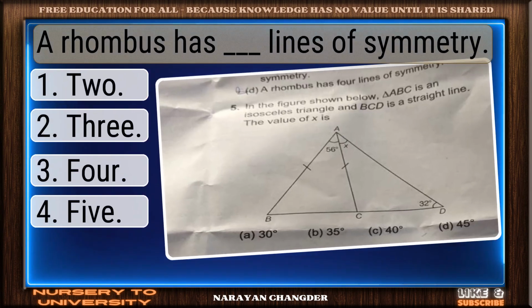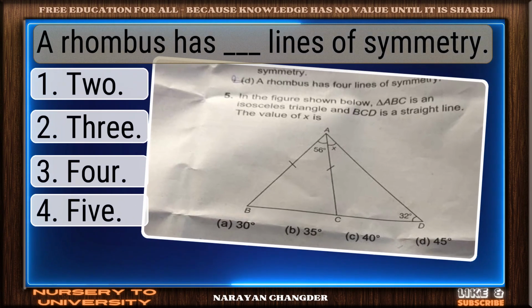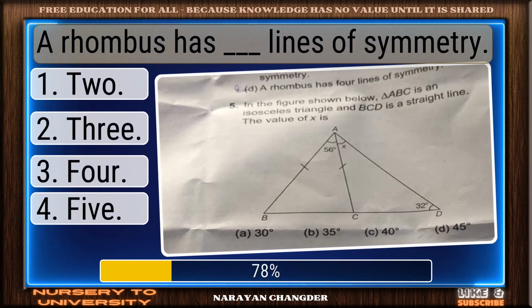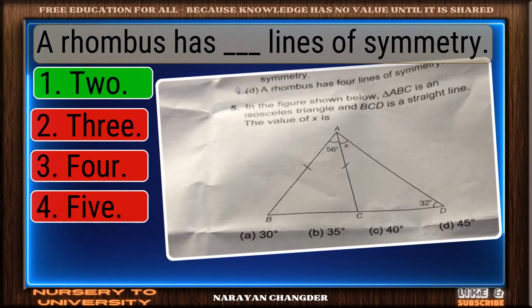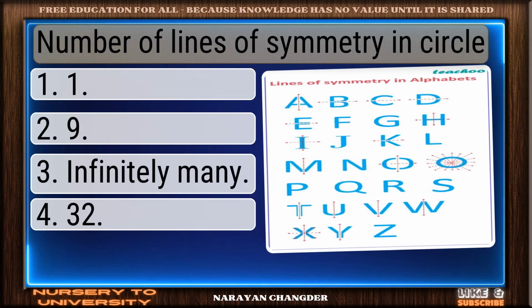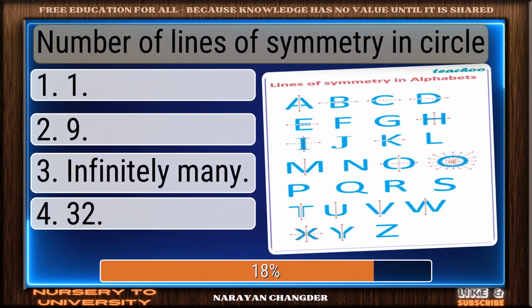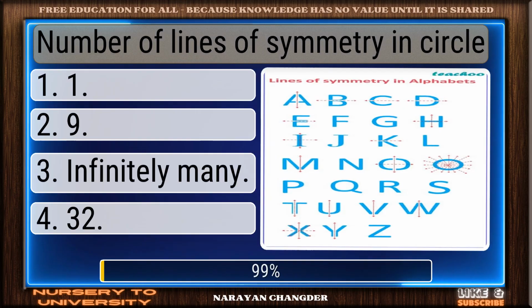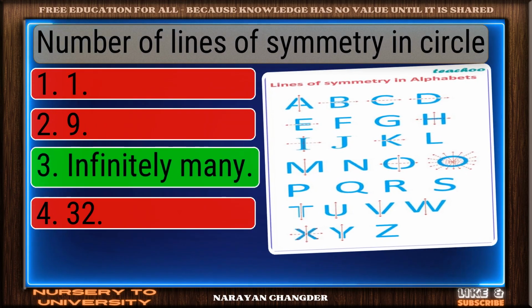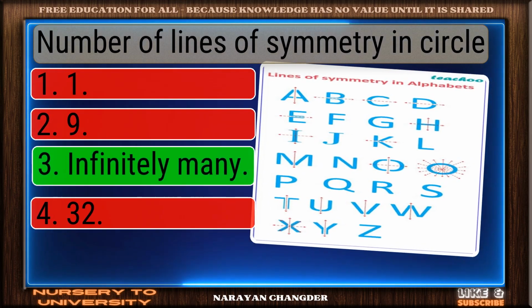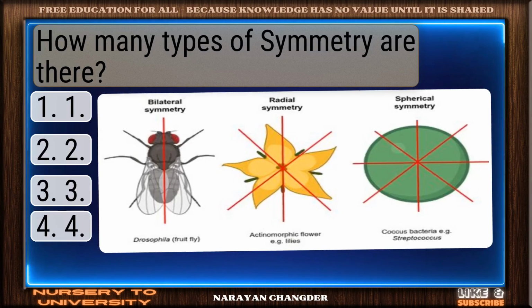A rhombus has dash lines of symmetry. Smart move. 2 is an accurate answer. Number of lines of symmetry in circle. Nice work. You chose infinitely many, and it is correct.